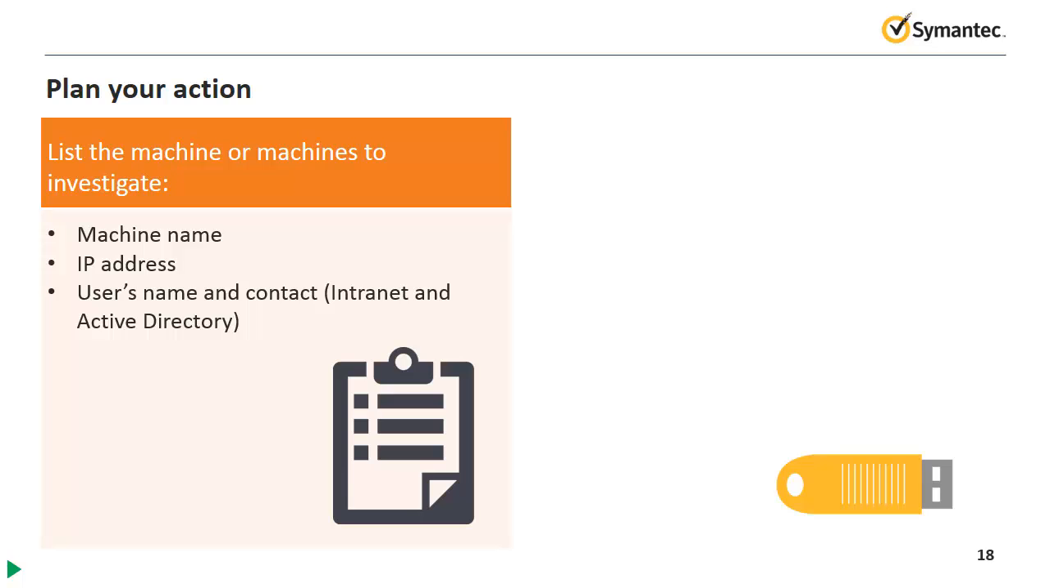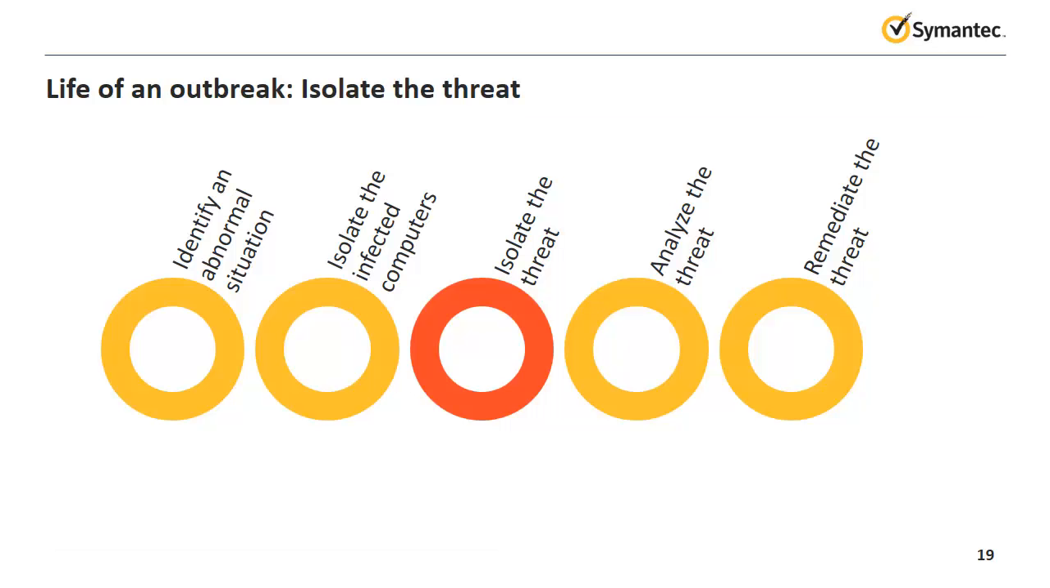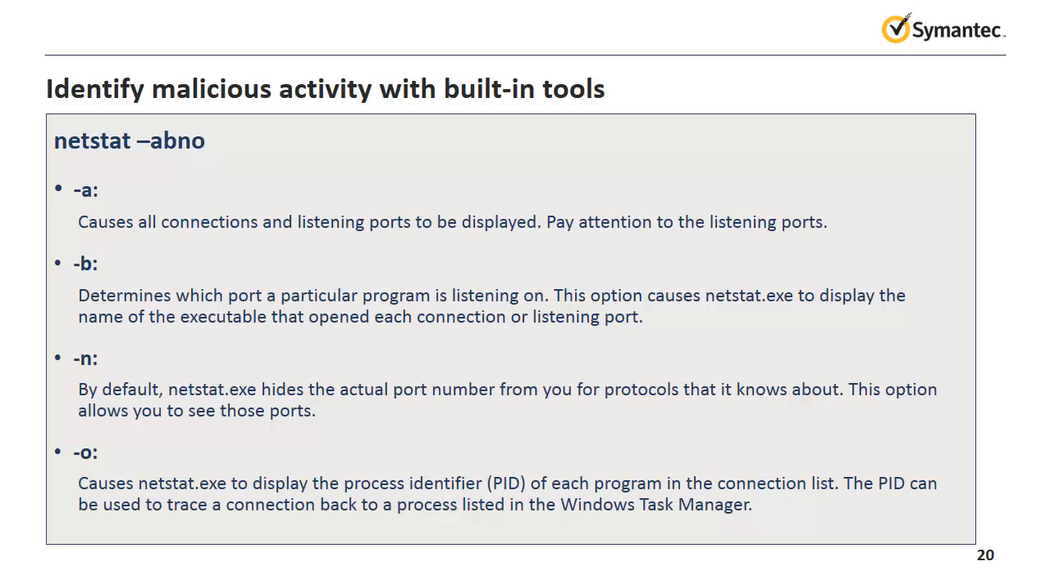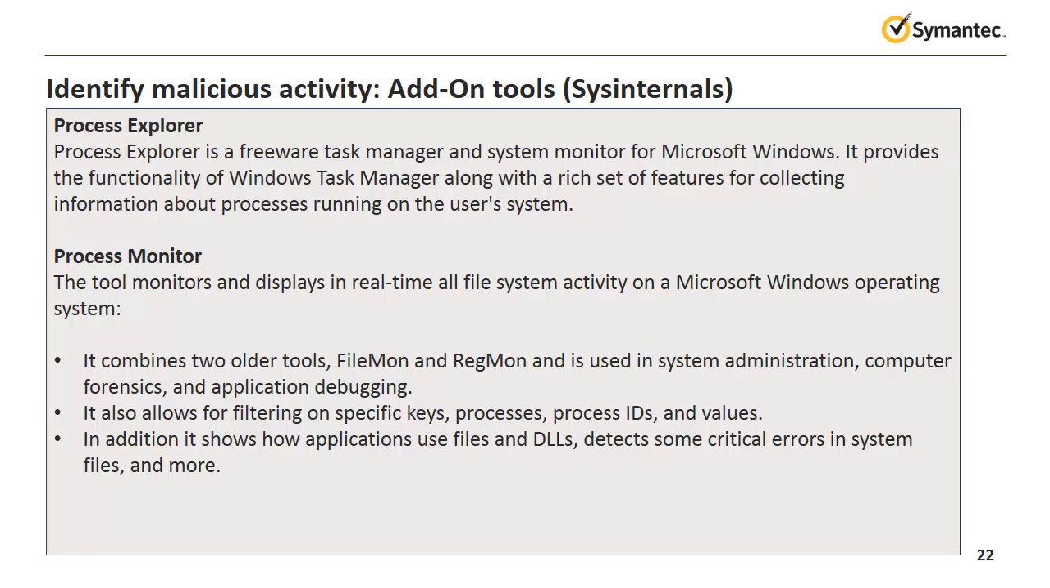Next, list the machines that you plan to investigate and get your emergency flash drive ready. Now you're ready to isolate the threat. You can also identify malicious activity by running available tools such as Netstat. Traceroute and NSLookup are also excellent tools. You can look at the host file for unusual entries. Process Explorer and Process Monitor can also help you identify malicious activity.